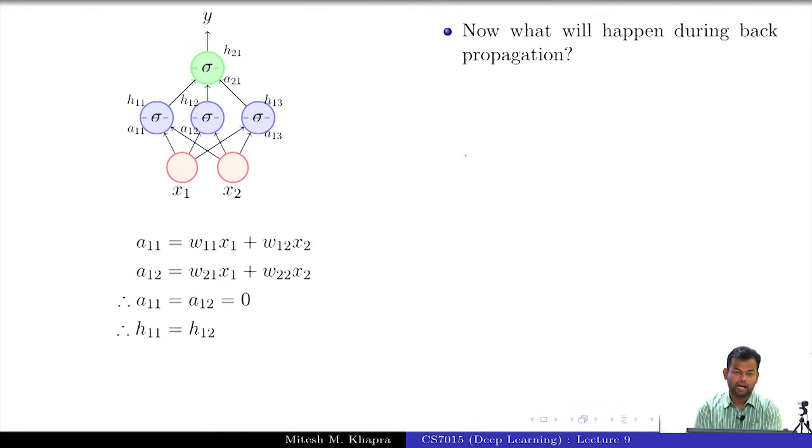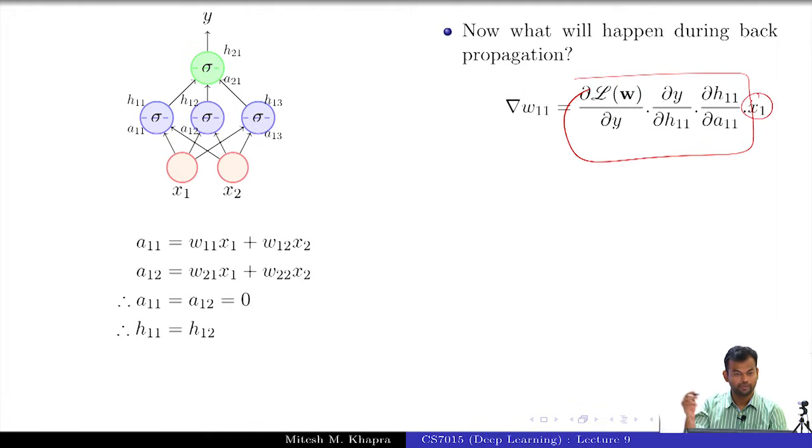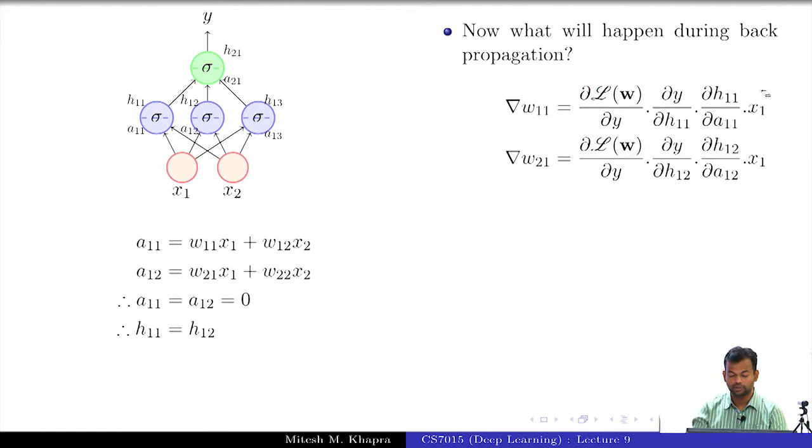Now what will happen during backpropagation? What will delta W11 be? Into x1, right? So remember that the gradient is always proportional to the input. And somewhere along the chain rule, you have this h11 and a11, okay? Just remember that. And what would the gradient of W21 be? Is that fine? Okay.